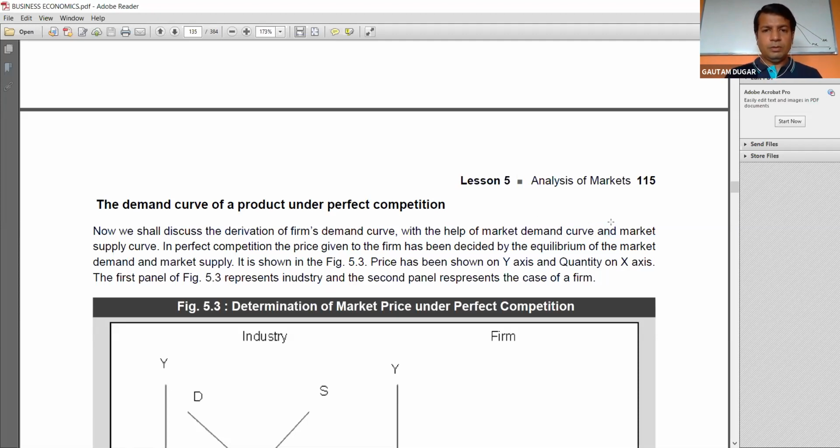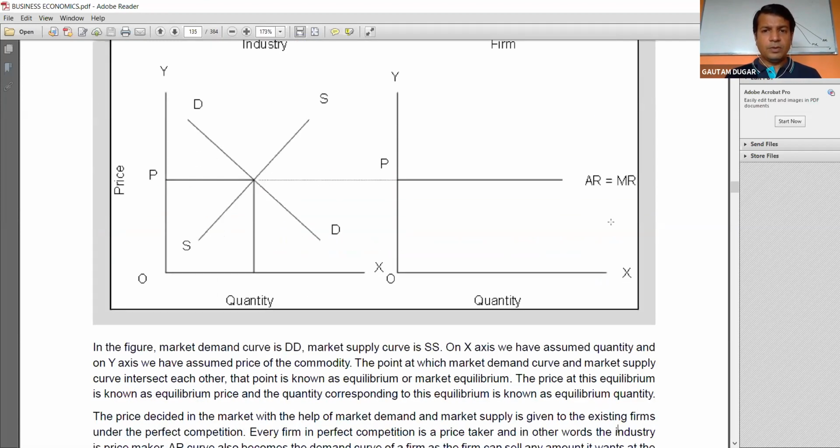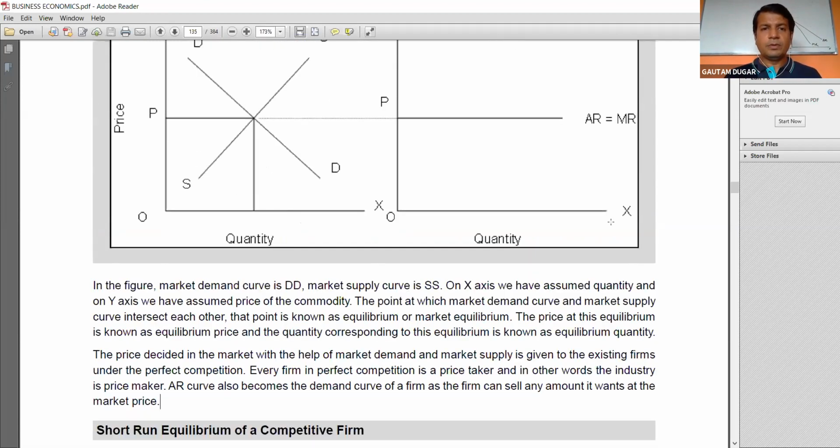So now we're talking of the demand curve of a firm under perfect competition. We already discussed the demand curve will be a horizontal straight line. There's nothing but the AR and demand curve.